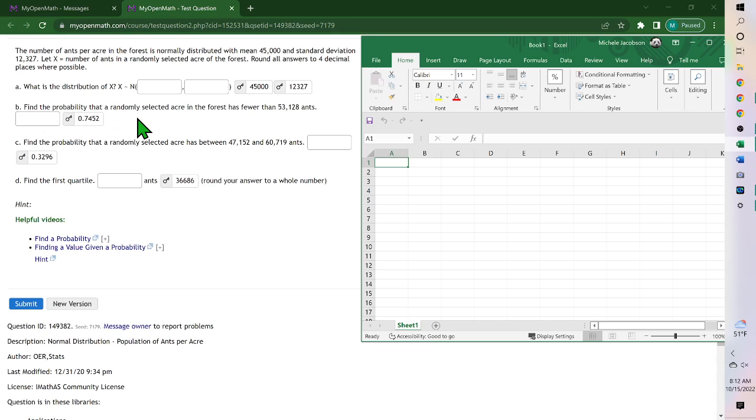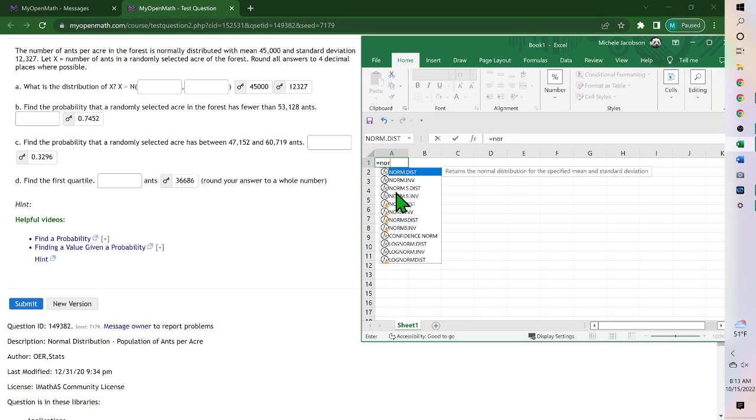To find the probability that a randomly selected acre in the forest has fewer than 53,128 ants, using Excel, we put equals for our formula, and then NORM, and you want the regular norm distribution. What it does is it gives you the percent below, and that's what we're looking for because it says fewer than 53,000 ants. If it wanted more, then you'd subtract from 1.